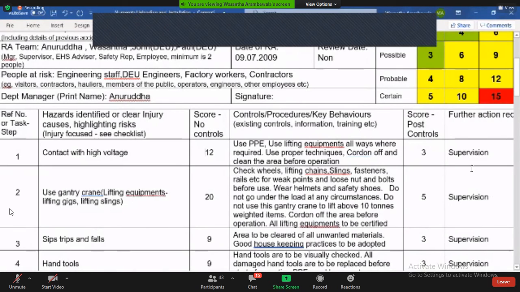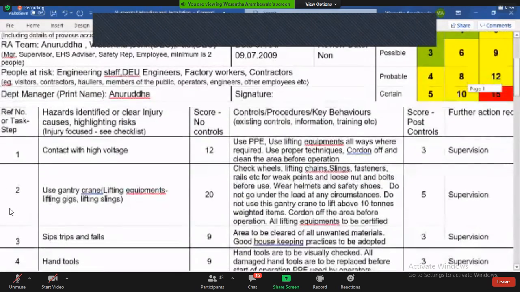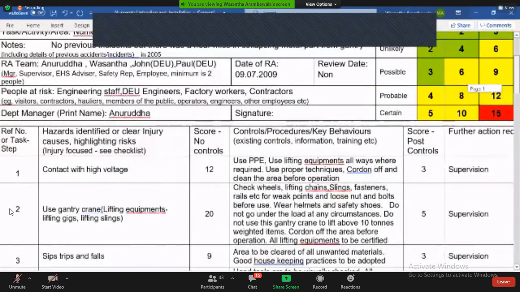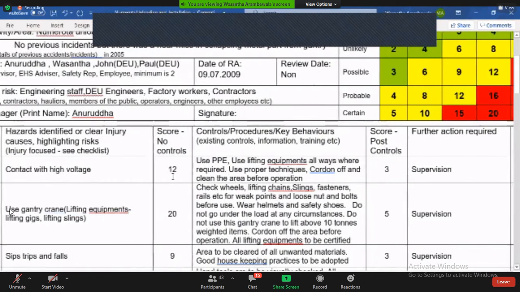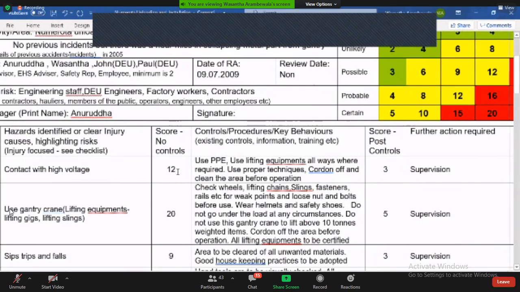Then what would be the probability? If we give 1 to 5, what can we give? 5. Okay, 5. Or if they contact that high voltage, what would be the consequence? What will happen? Fatal. Yeah, fatal, 5. So 5 into 5, it is 25. Okay, 25.